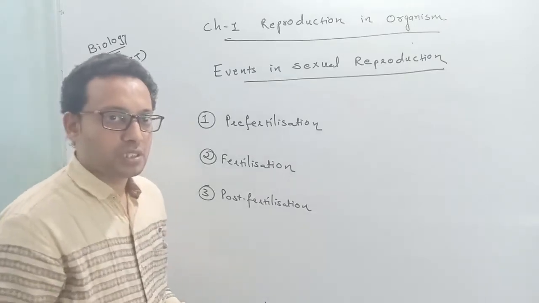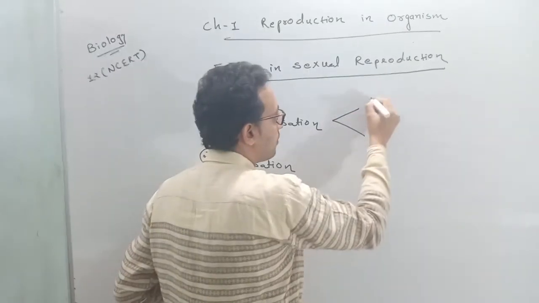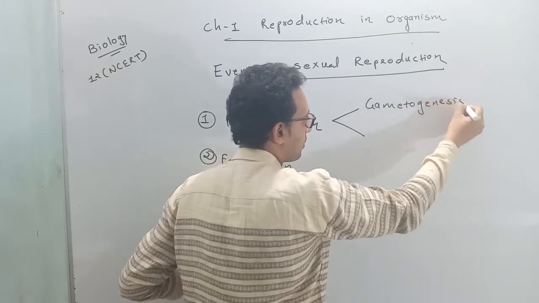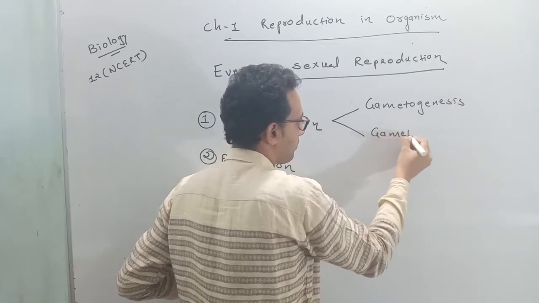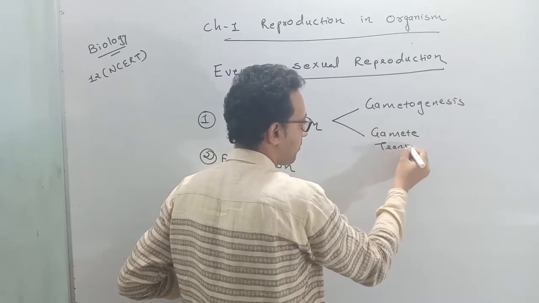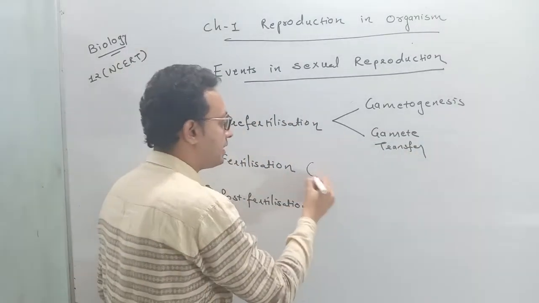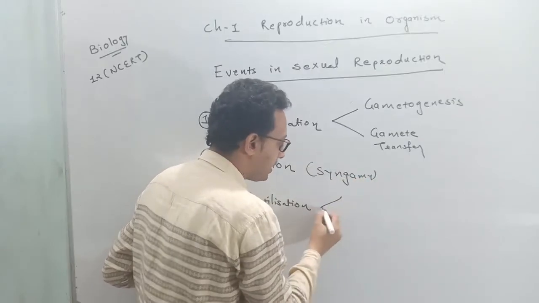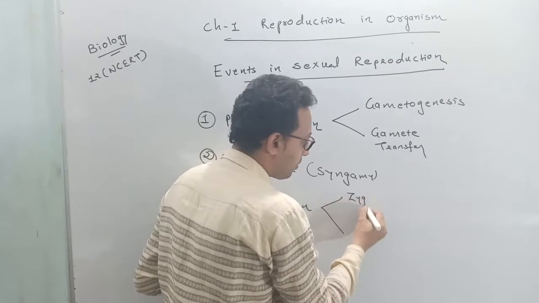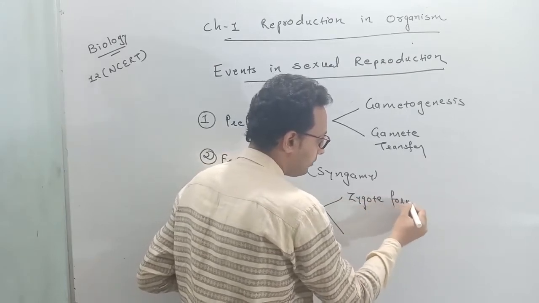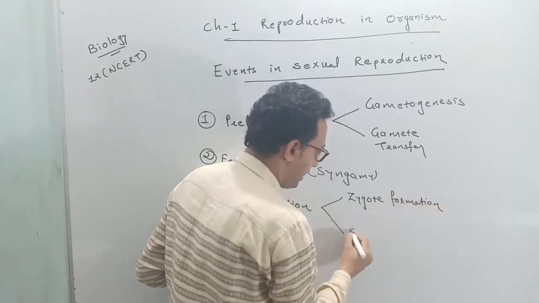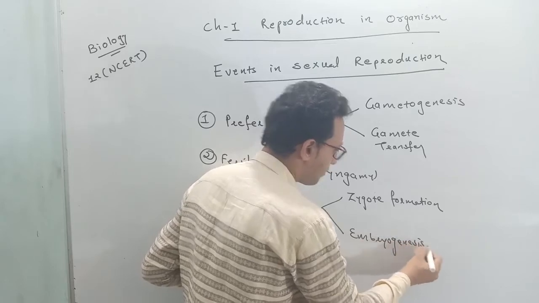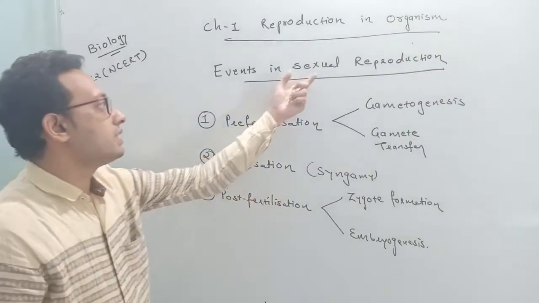I will divide the processes. The pre-fertilization includes two: first is called gametogenesis, and second is gamete transfer. Fertilization means the syngamy process, or fusion process. And the post-fertilization events include zygote formation and embryogenesis. So these are the basic events in sexual reproduction.